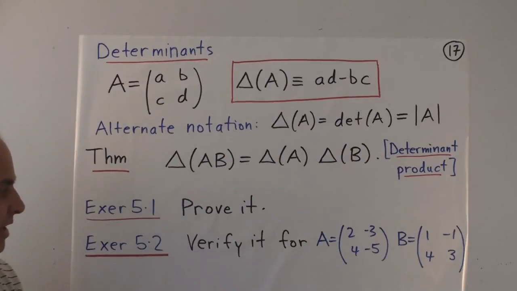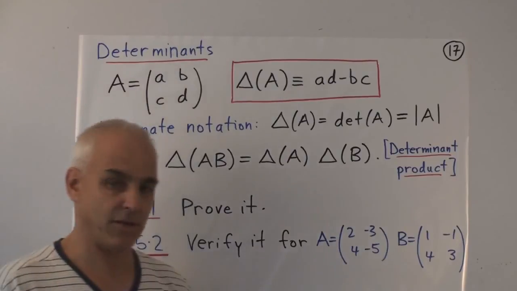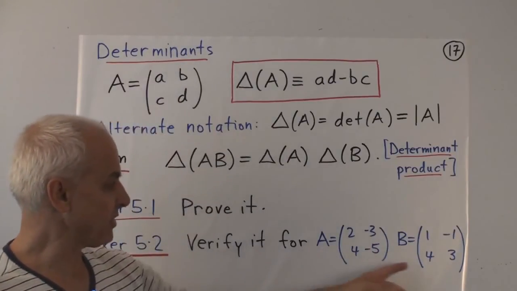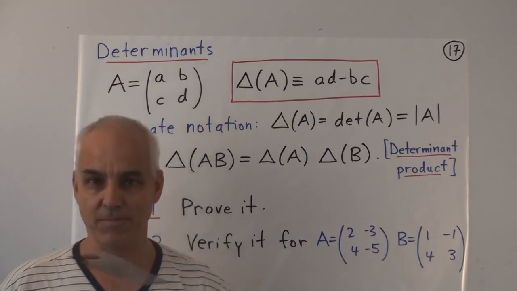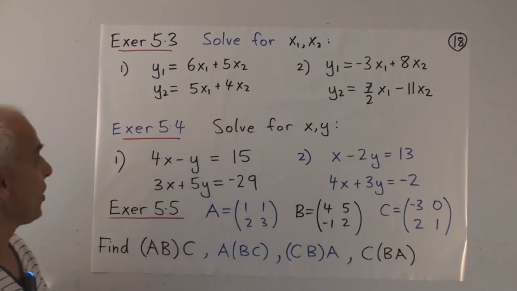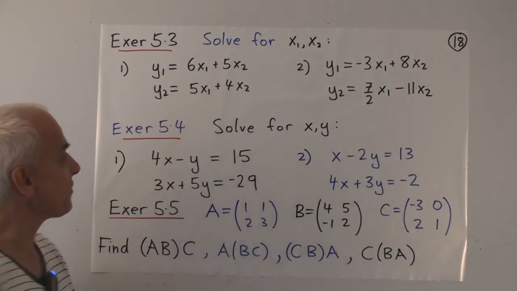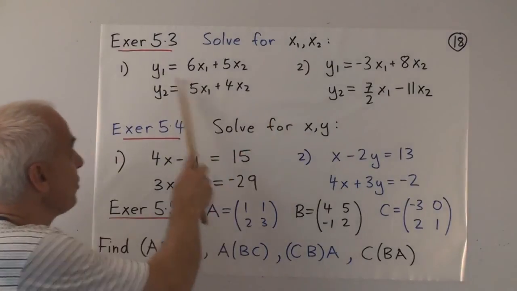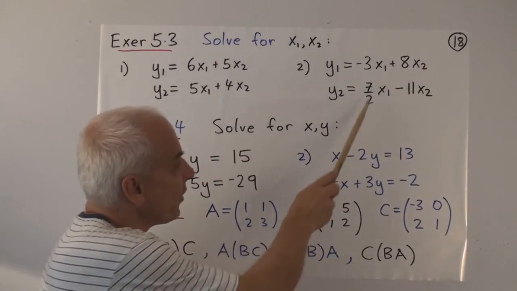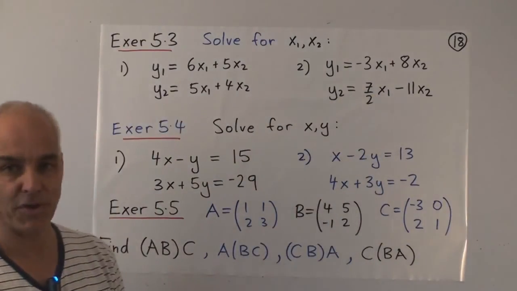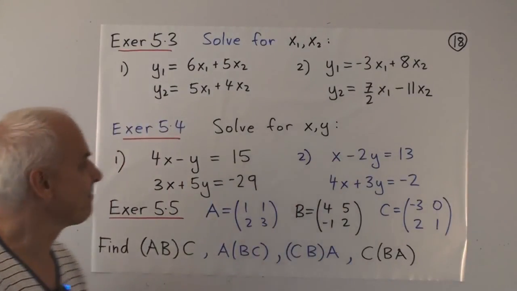Exercise 5.2 is to verify this formula in some special cases. You can pick any two matrices that you like, but you can start with these. So here are two matrices. Calculate both sides of this formula and verify that they are the same. Exercise 5.3, going back to our change of coordinates. I want you to invert this change of coordinates to find x1 and x2 in terms of y1 and y2. And then I want you to do the same with this one. A little twist that there's a rational number 7 over 2 as one of the coefficients. Our coefficients don't always have to be integers.